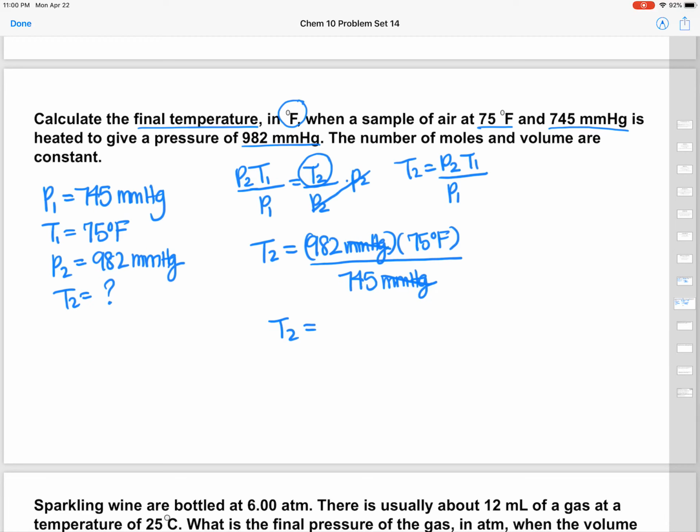If you plug it in, you are going to get 98.859 degrees Fahrenheit is what I got, which gives you 99 degrees Fahrenheit. Final answer.